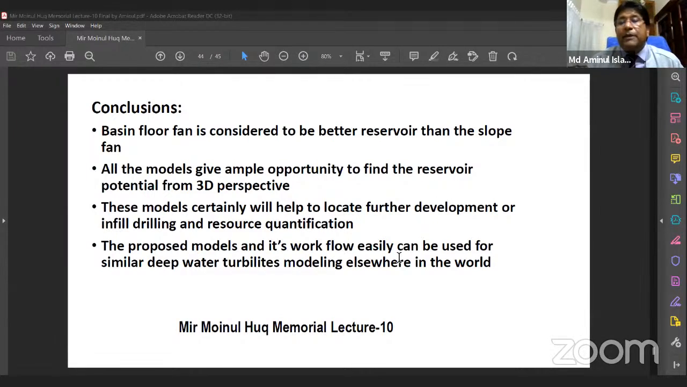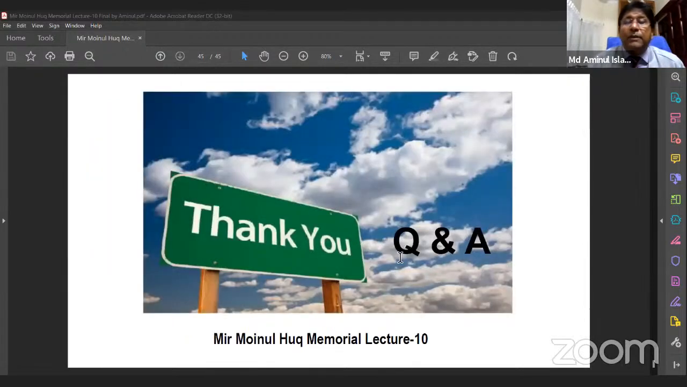If the field is a mature field, but you still have a plan to drill 10, 12, or 20 development wells, then if you make a model, you can minimize the cost of dry holes, because there are dry holes even among development wells. You can quantify the resource very nicely, and you can have reserve growth also. All these things are a boost for an existing field too. So that's the end of the presentation, and thank you very much.